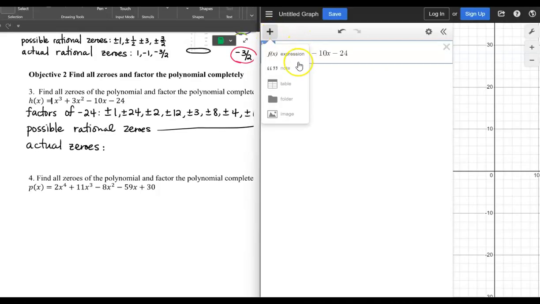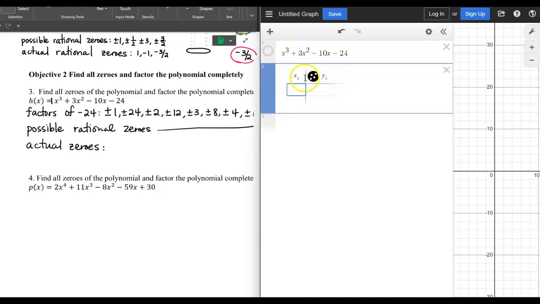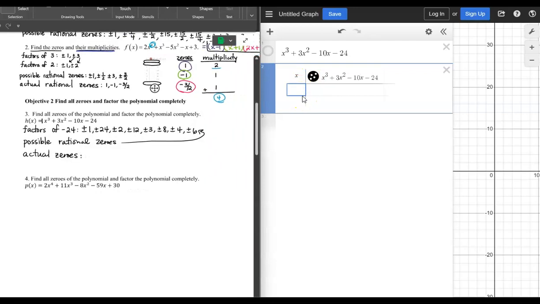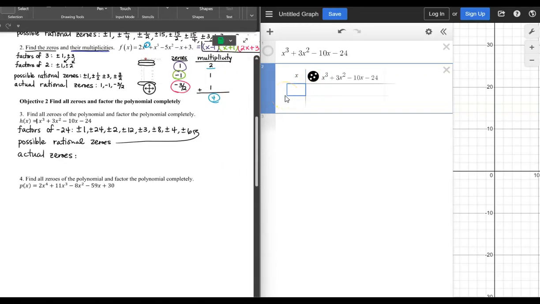So I've gone back to Desmos. I'm going to go back to my table, and I'm going to, again, just change this to x. I'll change this second column to be our polynomial. And now I'm going to start typing in the numbers that we have for our possible rational zeros and making a note of which ones actually give me 0.